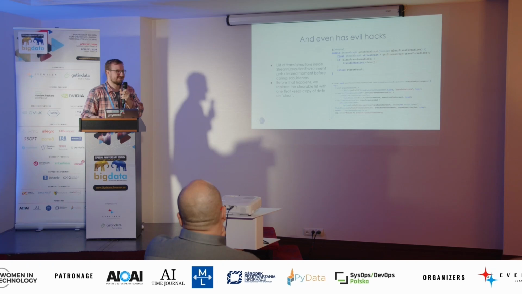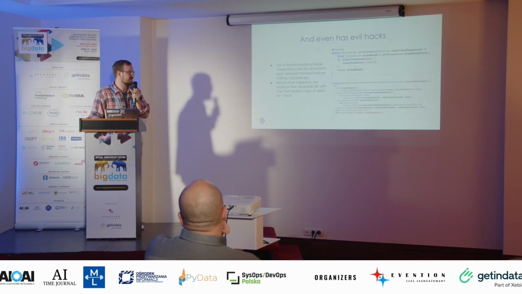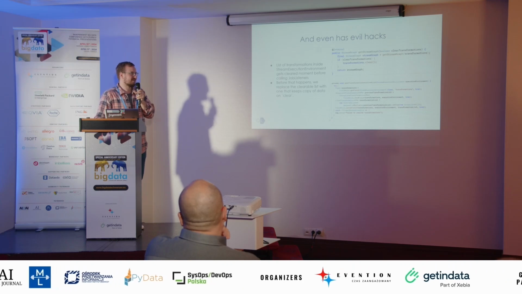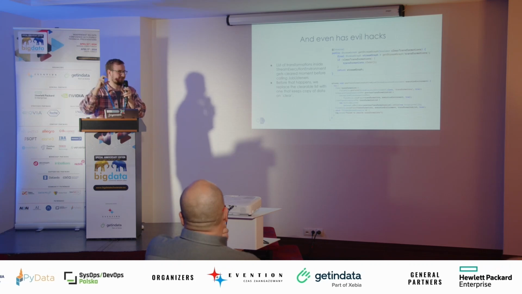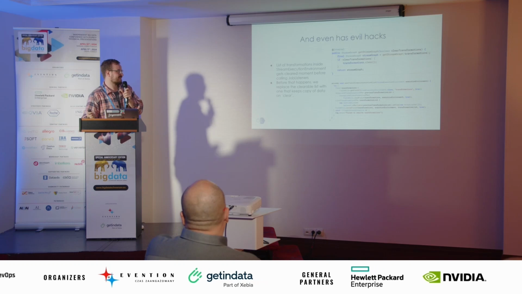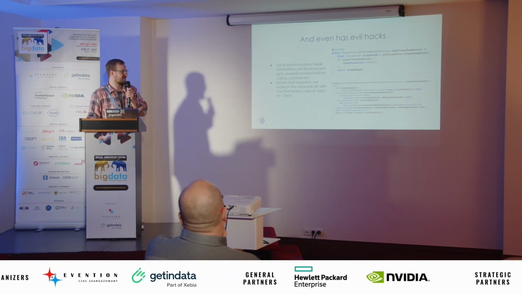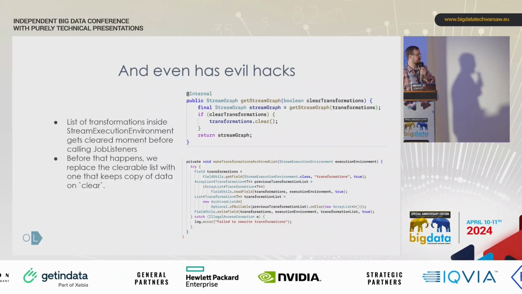So it's not ideal because we have the listener, we've done a lot of work, but then we can't get the transformations. So what we do is, on start, we replace the list that contains the transformations with our own list that allows us to get the information later. And that's a very suspicious solution, I would say, but it works.